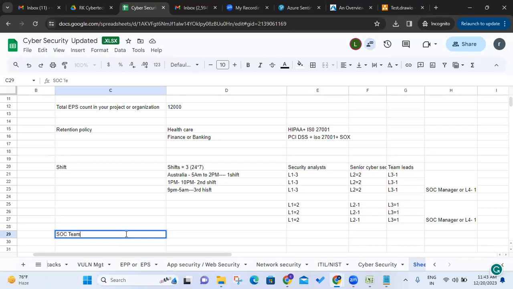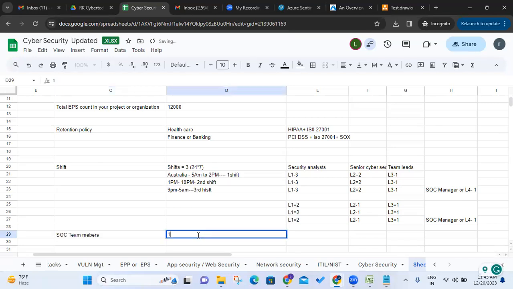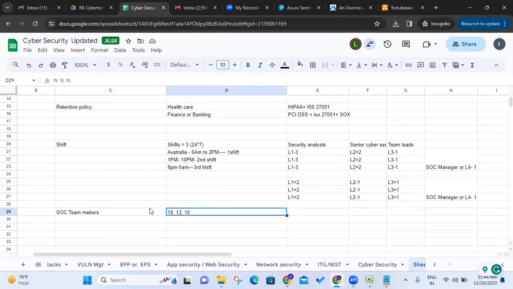So SOC team members are either 19 or 13 or 10. So this is the count you can give. Clear now? Any doubt?